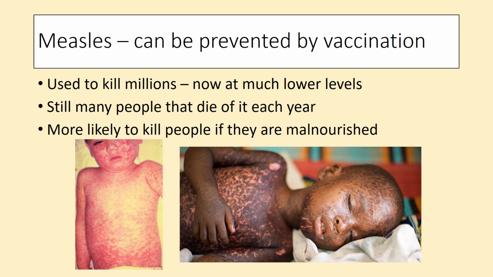We discussed measles earlier, which can be caused by a virus. However, measles can be prevented by vaccination. So it used to kill a lot of people per year, but due to vaccination, the number of people dying per year is much lower. However, it's more likely to kill people in underdeveloped countries where there's a lack of access to food and nutrients that the body needs, and therefore they're more likely to be killed by measles, unfortunately.